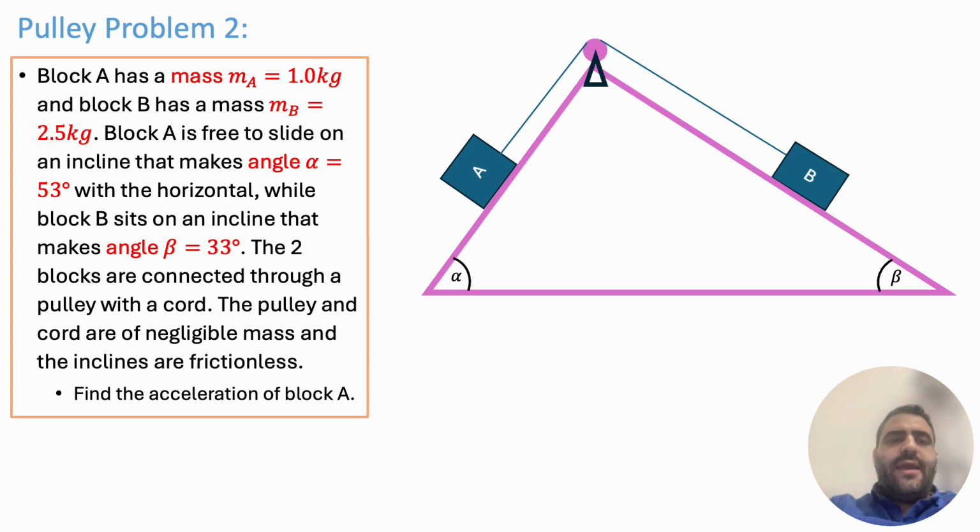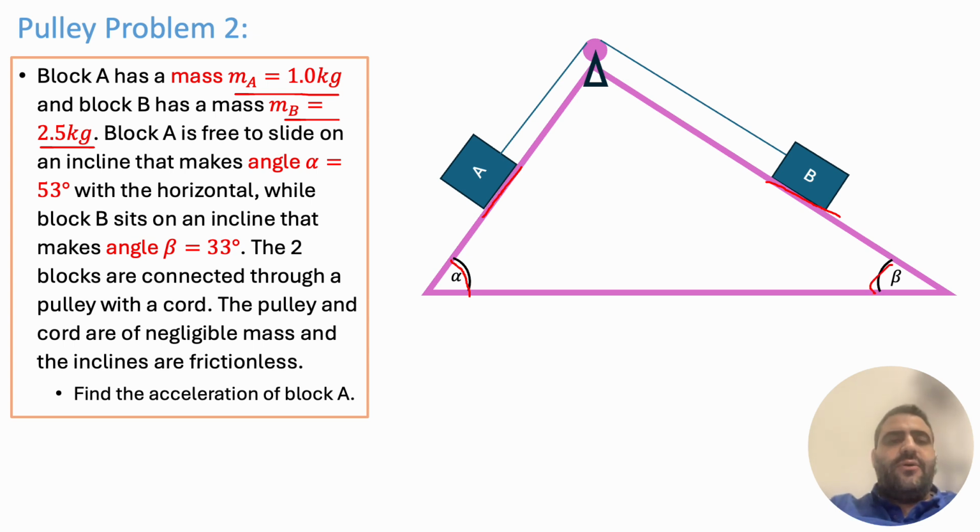Let's read the problem. Block A has a mass of MA 1 kilogram and block B has a mass of MB 2.5 kilogram. Block A is free to slide on an incline that makes an angle alpha 53 degrees with the horizontal. So A sits on an incline and the angle between the incline and the horizontal level is alpha, which is 53 degrees. While block B sits on an incline that makes angle beta 33 degrees. So B sits on this incline and the angle between the incline and the horizontal is beta.